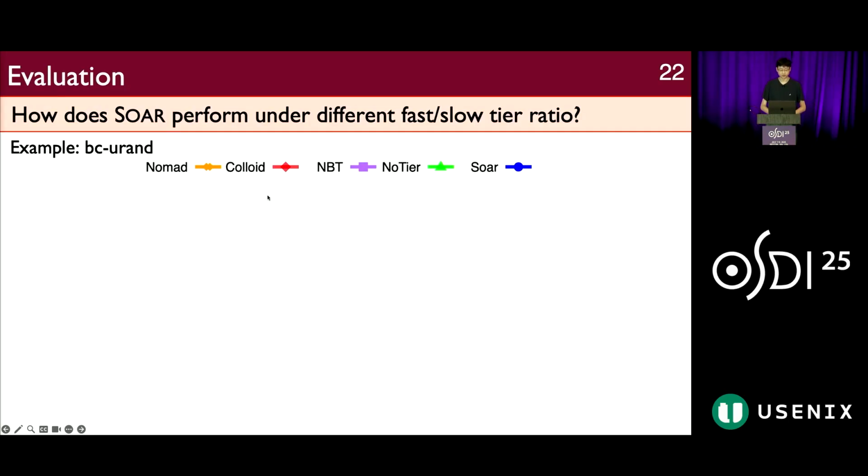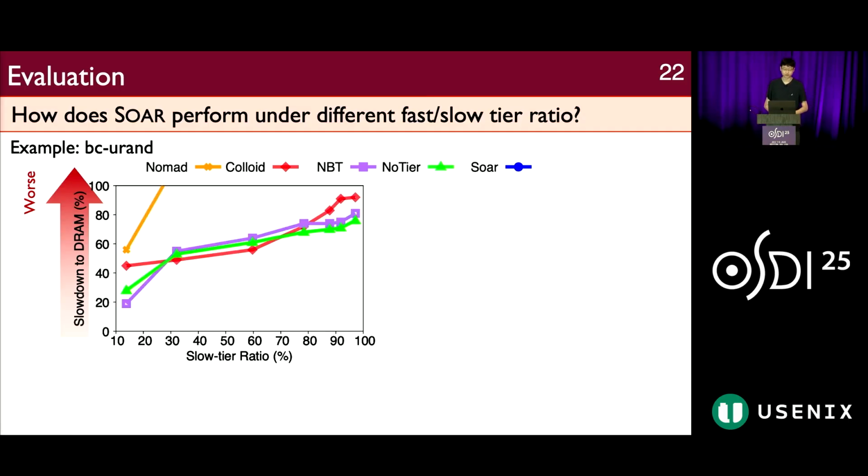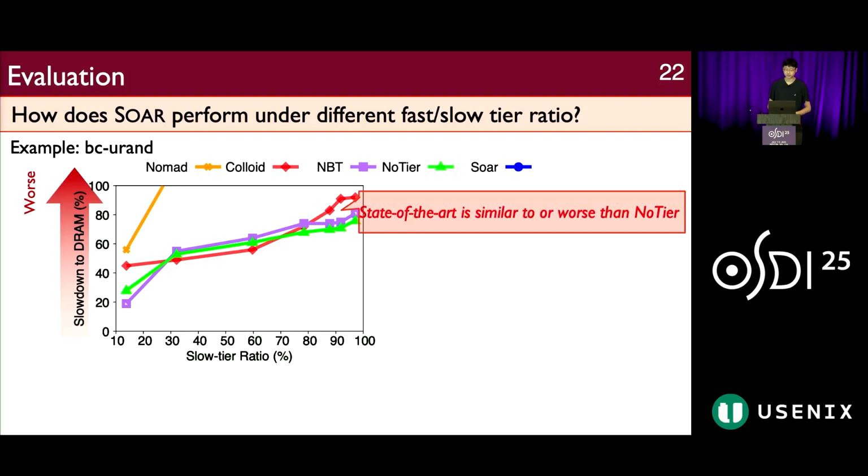So here we use the BC-Kron graph workload as an example and compare with the other tiering systems. The x-axis shows the slow tier ratio, that is, how much of total memory is on the slow tier. The y-axis is the performance slowdown. Higher means worse performance. The green line gives the slowdown for no tier under different slow tier ratios, and the three new lines here are for Nomad, Colloid, and NBT. As we can see, under different memory configurations, memory tiering is similar to or even worse than no tier.